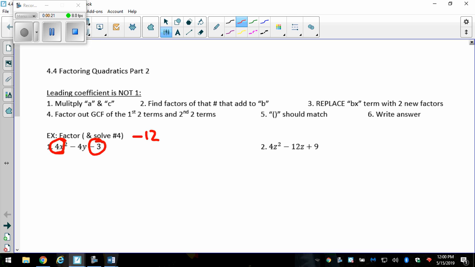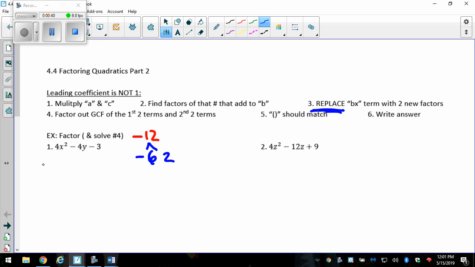That's negative 12. Now we're going to find factors of that number that are going to add to get my middle number. So I need factors of negative 12 to get negative. So that should be negative 6 and a positive 2. Now, step 3 tells us we're going to replace. You need to replace that middle term with the 2 new terms that we have.